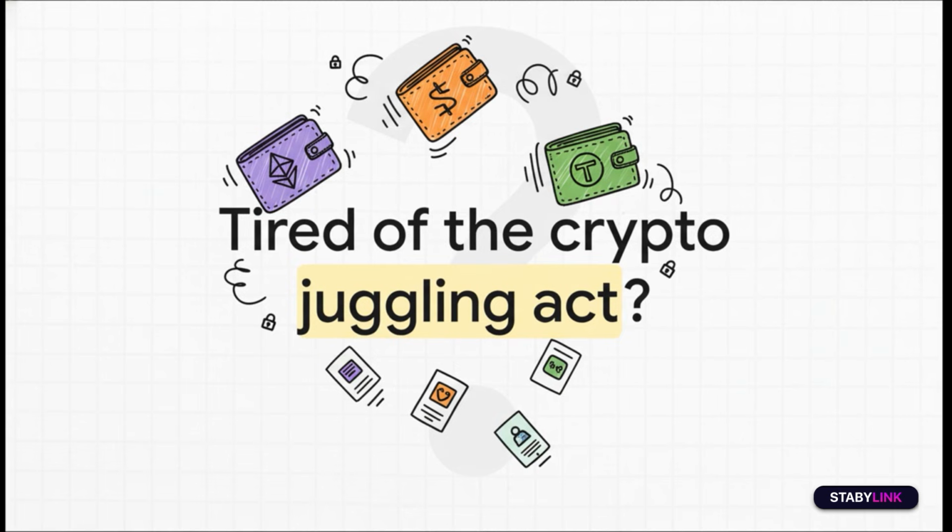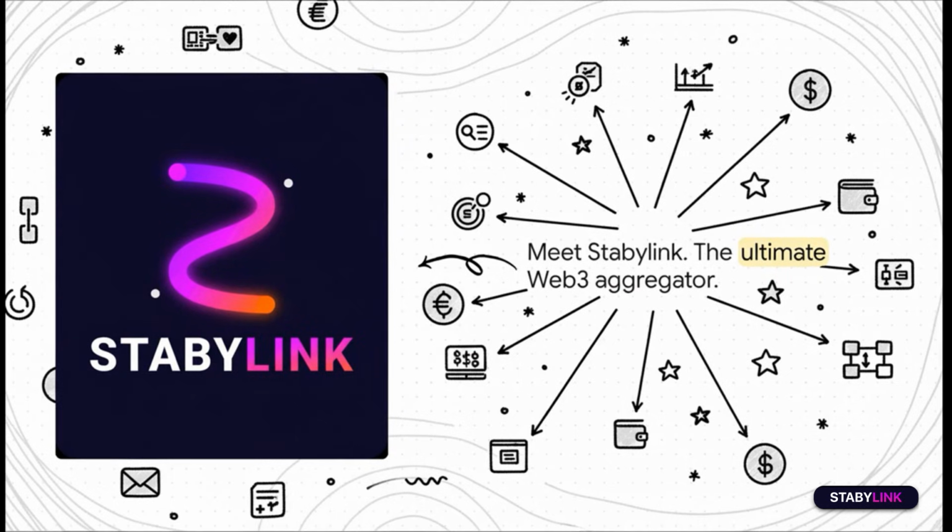You've got your Ethereum wallet over here, your Solana wallet over there, maybe even a third one for Tron. You're hopping between apps, trying to keep track of all these different recovery phrases. It's a total juggling act. And honestly, it's a headache. And that is where Stablink steps onto the scene. They're not just building another wallet. No, they're positioning themselves as the ultimate Web3 aggregator, the thing that's designed to finally put an end to all that chaos and bring your entire crypto world together.